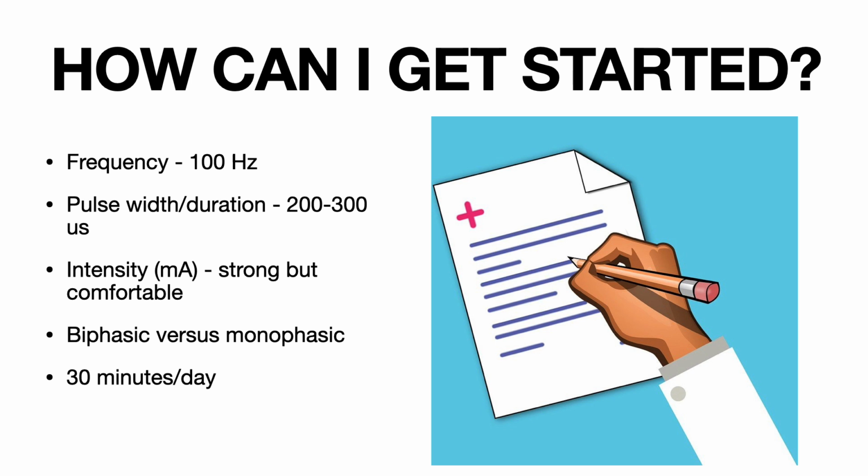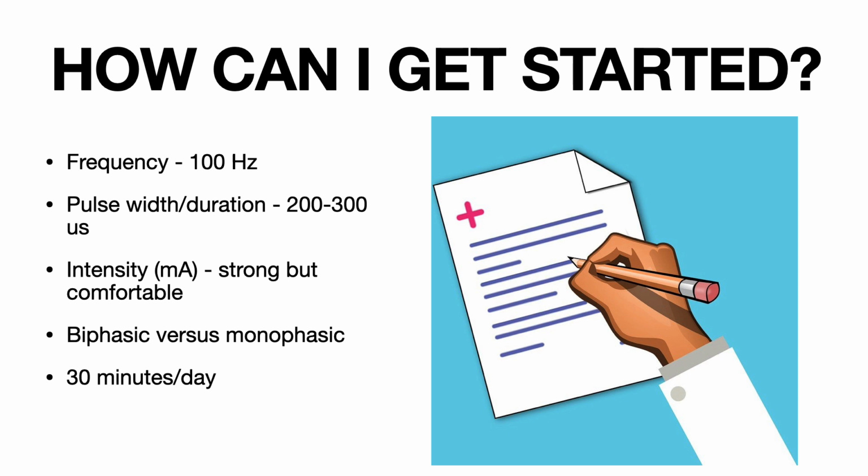There's also a parameter called the pulse width or the duration. That's how long each shock or stimulus is. Again, ideally, it should be set between 200 to 300 microseconds. Another parameter is intensity. It's measured in what we call milliamps, or little m big A. And it should be strong enough that you're eliciting paresthesias or tingling under the electrode pads, but still comfortable.